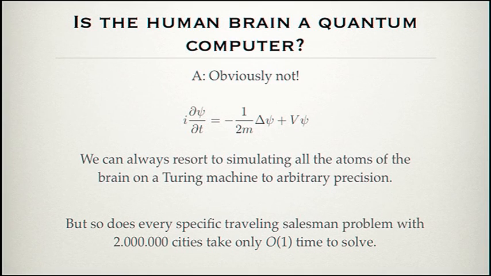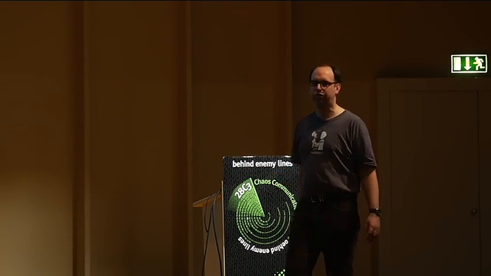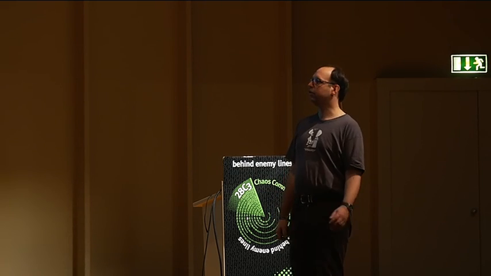Even if I have a traveling salesman problem with 2 million cities, it has a solution and it takes a finite amount of time on a Turing machine. It takes very, very long, but specific problems always are bounded in time, right? So it's just when I vary the number of cities that the question is how it scales.